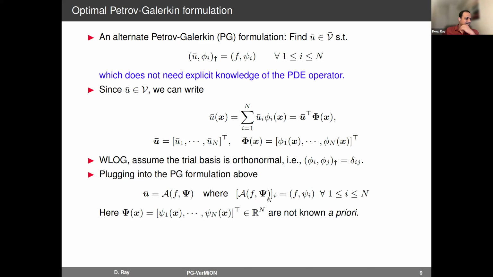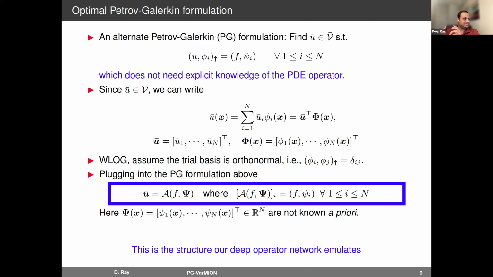But of course, the problem is that in this integral, or the inner product, we don't know what the psi i's are a priori. You have to find some way of recovering them offline to be able to use this formulation. But this is the specific structure that the network we design is going to try and emulate. So we're going to try to get something which looks like this in recovering the coefficients of the solution. Then you simply take the dot product with the vector of trial functions, and you're done, and that is going to be a solution approximation. Make sense?